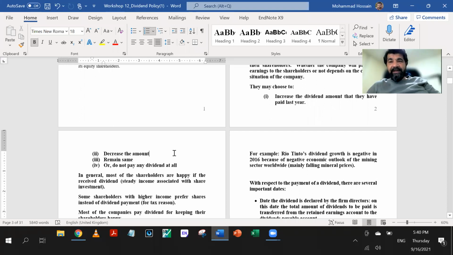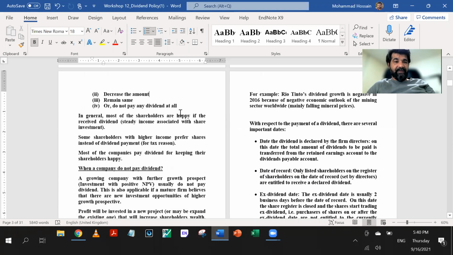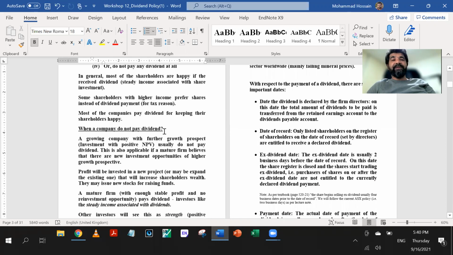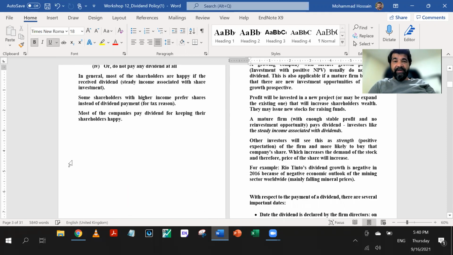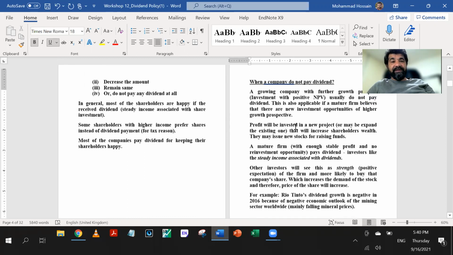Now let's move on. When a company does not pay dividends, that's a good question actually. When might a company decide that we're not going to pay any dividend?